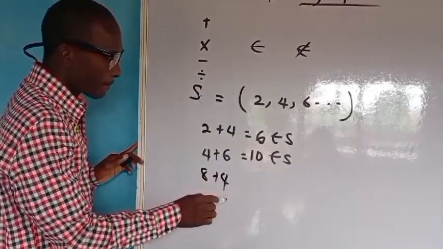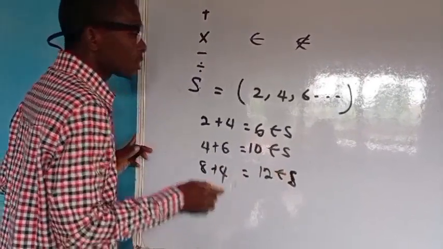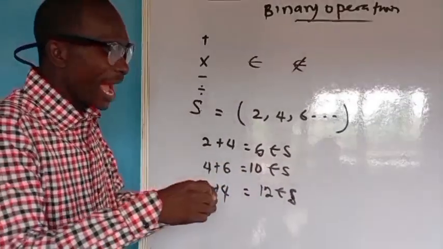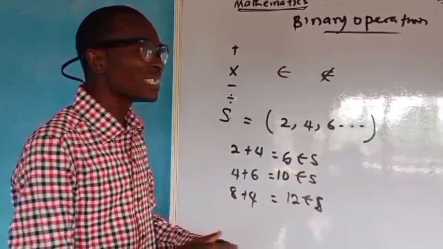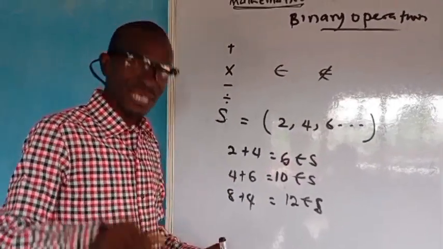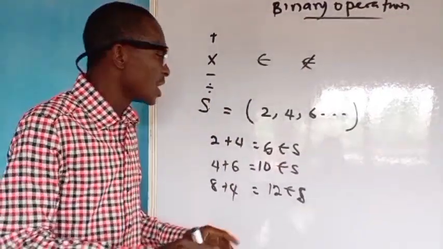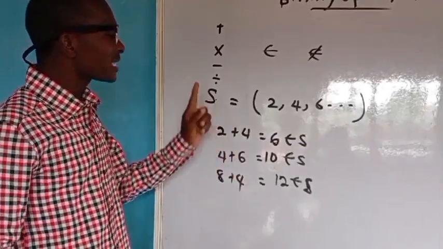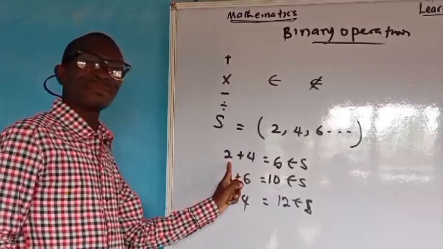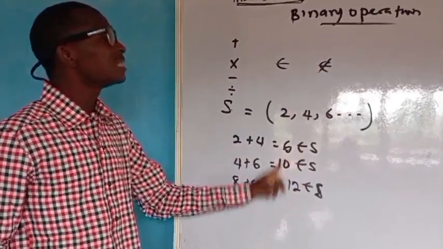8 plus 4 is 12. It's a member of what? The set S. So if you look at it, 2 plus 4 is giving us 6. When I define binary operation, I make you know that binary operation is a calculation that involves two elements of the same set to produce another element of the set. So you can see that in the operation here, 4 plus 6, which is this 4 and 6, could produce 10. It's a member of the set.